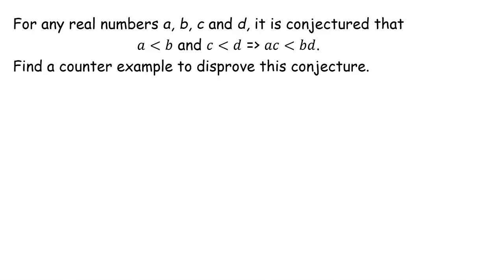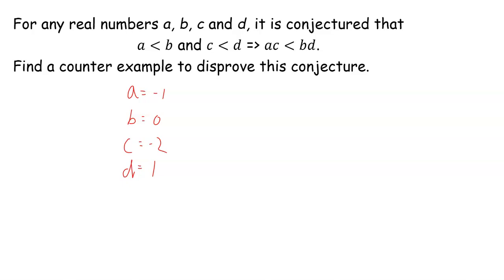Let's imagine I'm going to pick 4 values for a, b, c, and d, and I'm going to try and make it so that this counterexample proves the conjecture is false. Well, what I'm going to do is choose a equal to negative 1, b equal to 0, c equal to negative 2, and d equal to 1. Let's pick those 4 values for them.